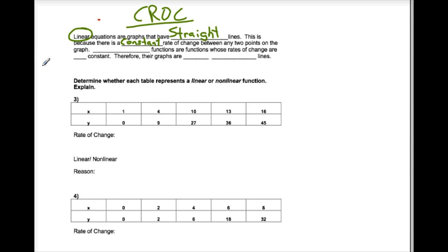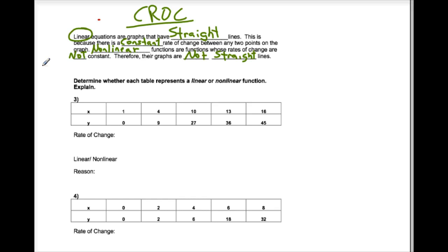Croc, between any 2 points on the graph. Nonlinear functions are functions whose rates of change are not constant. They do not have a croc. Therefore, their graphs are not straight lines. No constant rate of change, not straight. Constant rate of change makes a straight line. I think this is what your homework's going to be like.